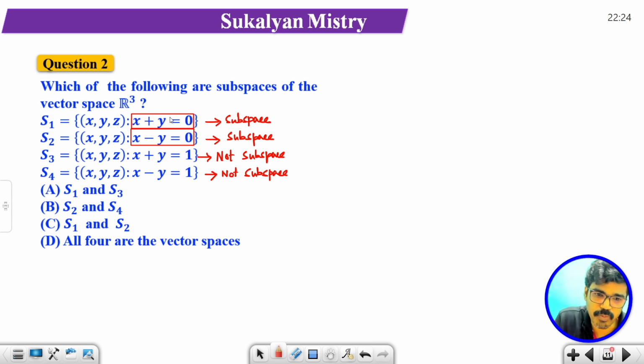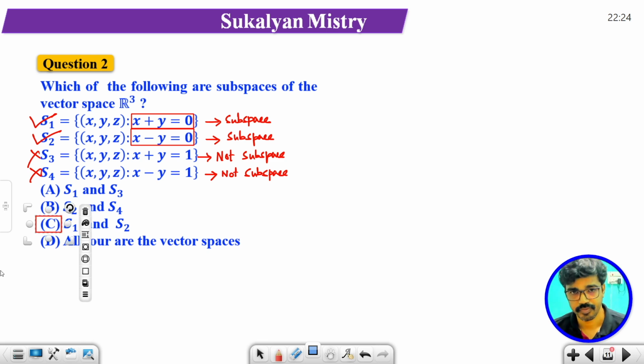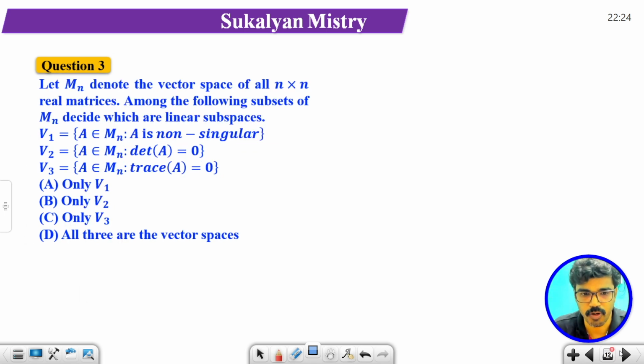If instead of x plus y it were, suppose, 2x plus y is equal to 0, that is a straight line passing through the origin, so that must be a subspace. Okay, I think that is clear. So without any calculation we can say S1 and S2 form a subspace, but S3 and S4 do not form a subspace. So S1, S2 is the correct answer. Okay, right?